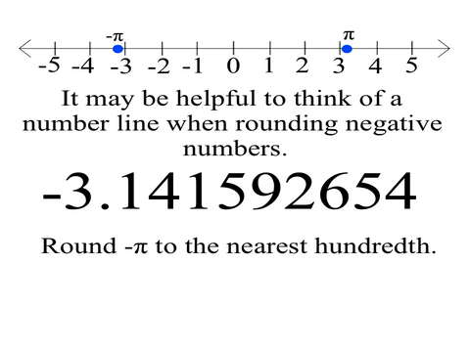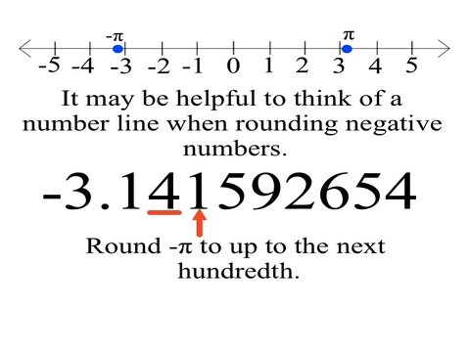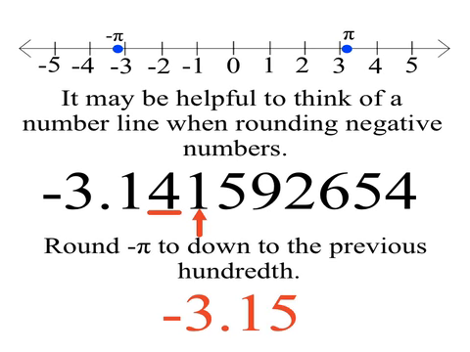And now we'll round it to the nearest hundredth. We look at the hundredths place. There's a 1 next to it. So to the nearest hundredth, it's negative 3.14. And then up to the next hundredth, remember it's negative. So the answer is negative 3.14. And down to the previous hundredth, it's negative 3.15.